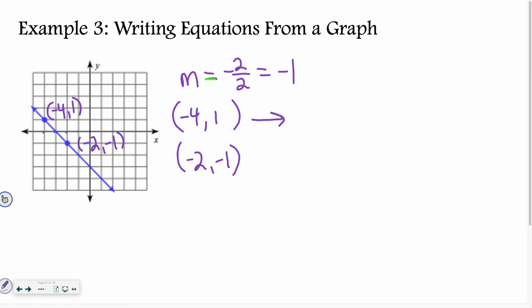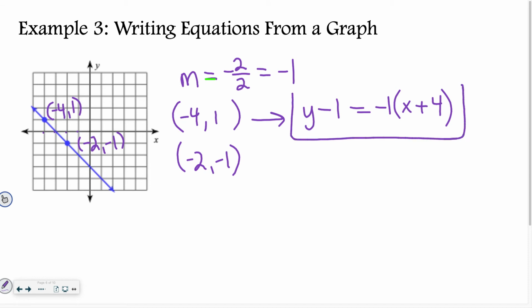If you use the first one, you're going to have y minus 1, because y minus y1 equals negative 1. If you want to put the 1, you can. If you don't want to put the 1, that's also fine. I'm going to do it just to help you visualize and remember that there is a slope there, negative 1. And then x minus a negative 4 becomes x plus 4. So this is one possible answer.